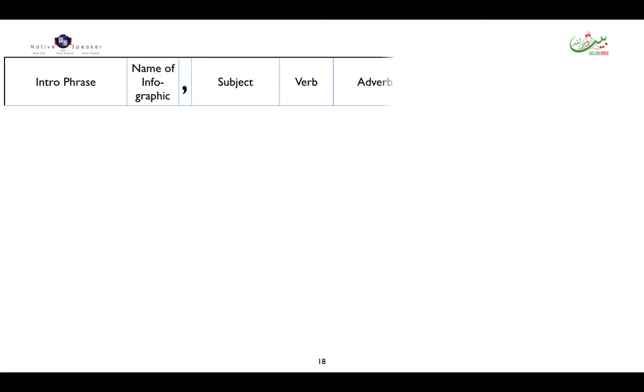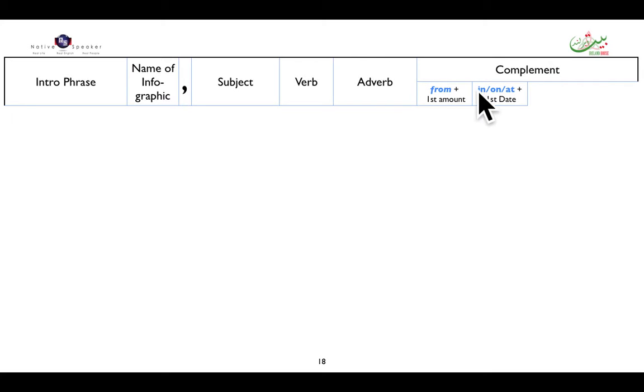Okay. Now we're going to get a little bit more ambitious. We're going to use a verb and an adverb, a "from" plus first amount, then the prepositions either in, on, or at, plus the first date, and then the "to" plus the second amount, and then in, on, or at plus the second date. Now, what am I talking about? Well, your next sentence will use another intro phrase, and a lovely intro phrase for your next step in your report is you can say "as is evident from the."